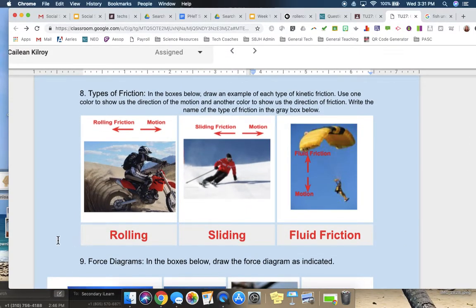There are three kinds of friction: rolling, sliding, and fluid friction, and I drew an example of each one. For the motorcycle, you can see that the motion of the motorcycle is going to the right, and rolling friction acts against it to the left. Same with sliding friction. The skier is moving to the right, so the sliding friction acts against it to the left. Fluid friction, we've got the motion, he's going downwards, but fluid friction acts against it and goes up into the parachute.